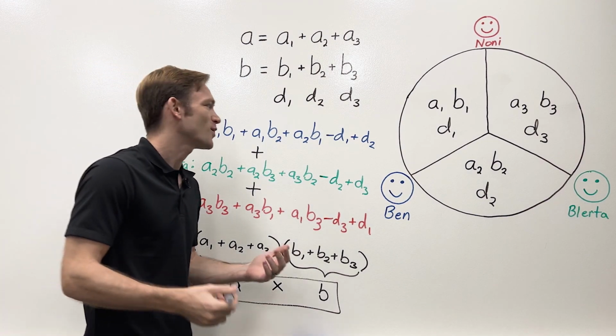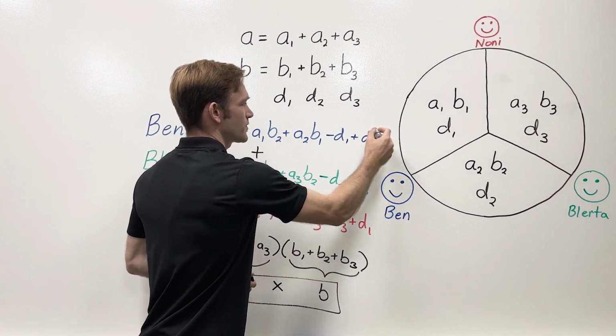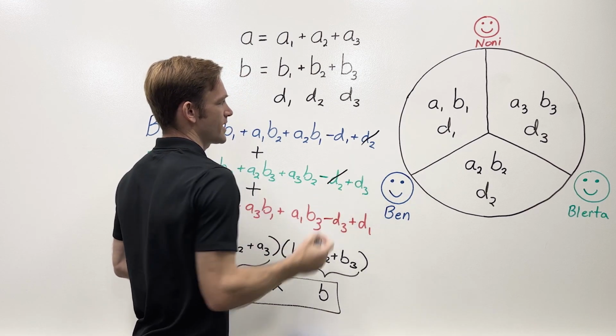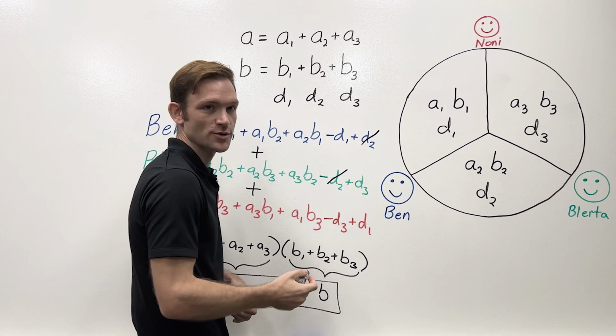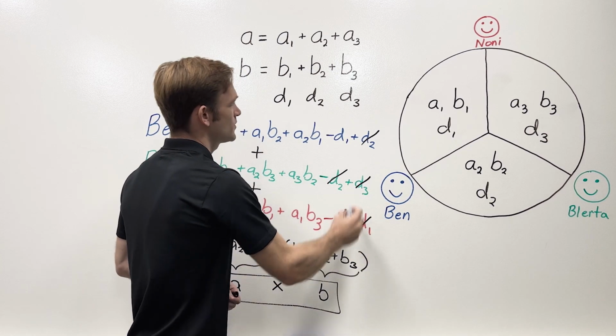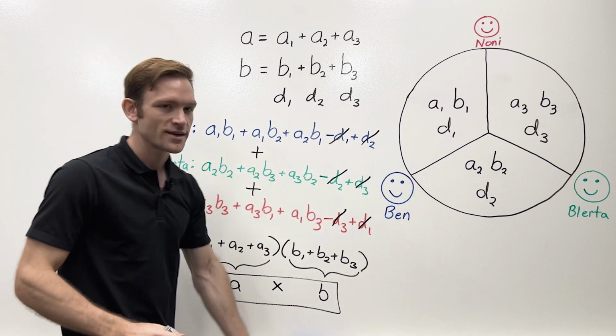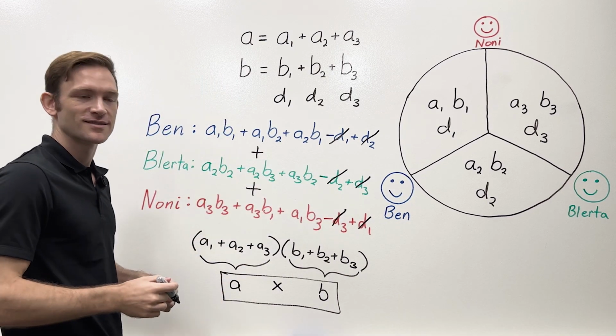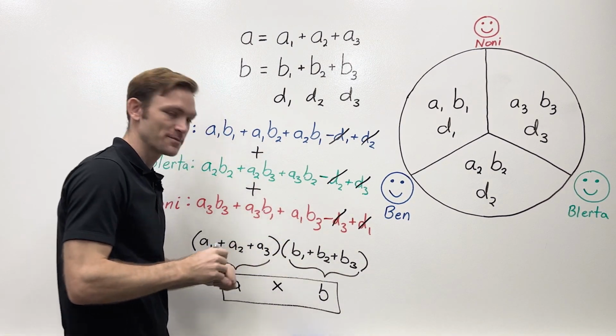And now we see why it wasn't a problem, because everything cancels out. I added D2, Blurta subtracted it. She added D3, Nani subtracted it. Nani added D1, I subtracted it. So everything cancels out and it doesn't affect the answer. And that's why masking didn't mess up our computation.